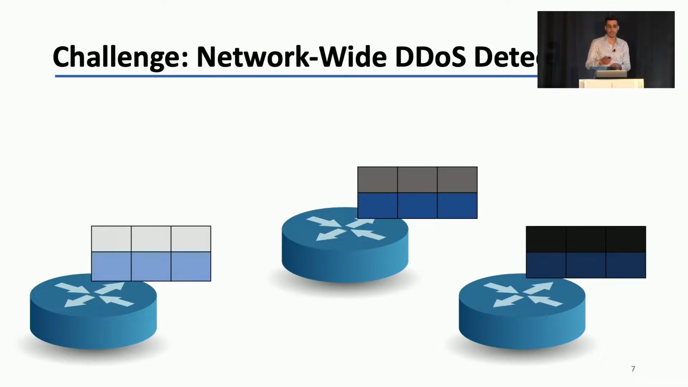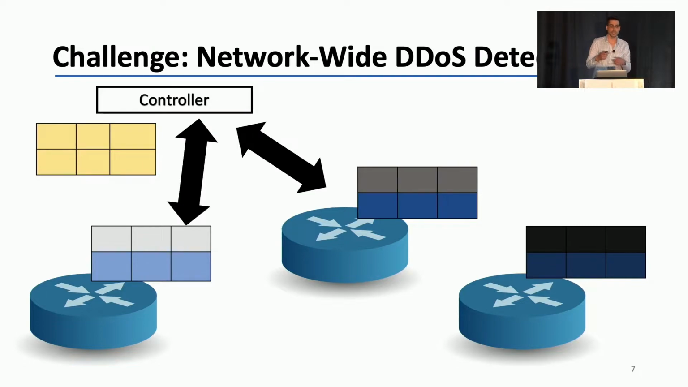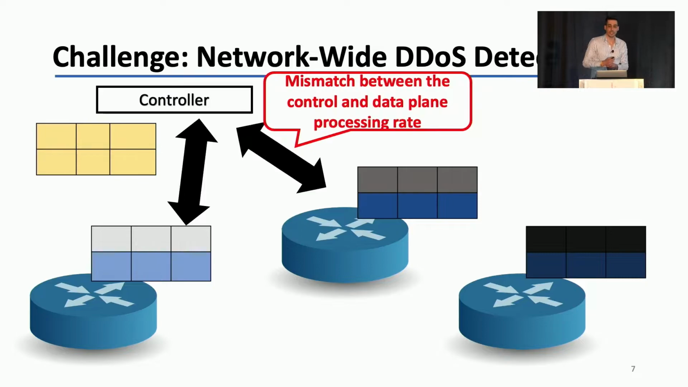So in order to detect the attack, we need to construct a global form of the network state. And one common practice to do that is by using a centralized controller. The controller can collect the sketches and then aggregate them. And in case of an attack, it can install blocking rules to the switches. However, this common practice has a major limitation, which is the mismatch between the performance of the data plane and the control plane. So inevitably, the controller is going to miss state changes. And in extreme cases where the attack is very short in time, it's not even going to be able to detect it.